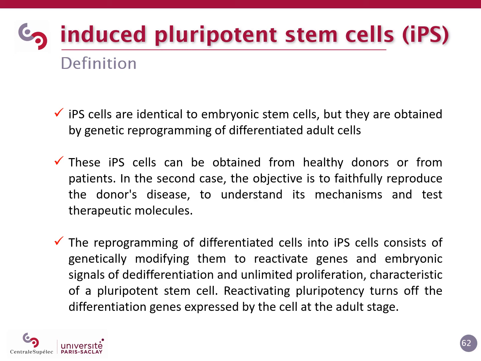The reprogramming of differentiated cells into iPS cells consists of genetically modifying them to reactivate genes and embryonic signals of the differentiation and unlimited proliferation characteristic of a pluripotent stem cell. Reactivating pluripotency turns off the differentiation genes expressed by the cell at the adult stage.